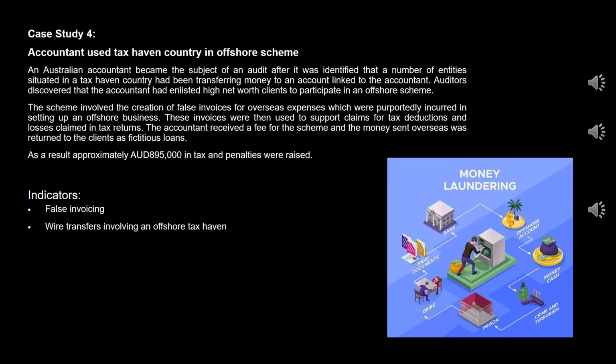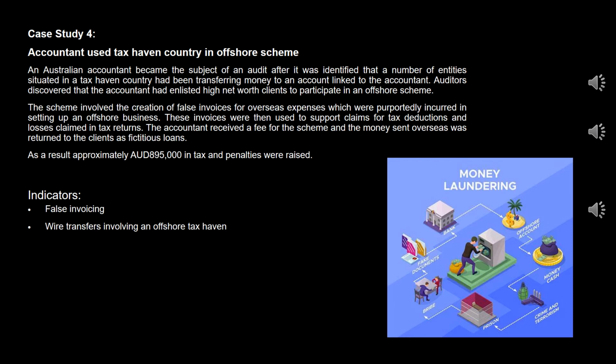Auditors discovered that the accountant had enlisted high net worth clients to participate in an offshore scheme. The scheme involved the creation of false invoices for overseas expenses which were purportedly incurred in setting up an offshore business. These invoices were then used to support claims for tax deductions and losses claimed in tax returns. The accountant received a fee for the scheme, and the money sent overseas was returned to the clients as fictitious loans.